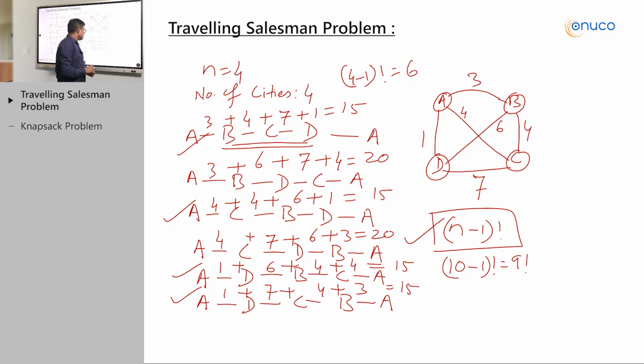Yes, I hope you understood this. And this is called the time complexity for the traveling salesperson problem. What is it? n minus 1 factorial.